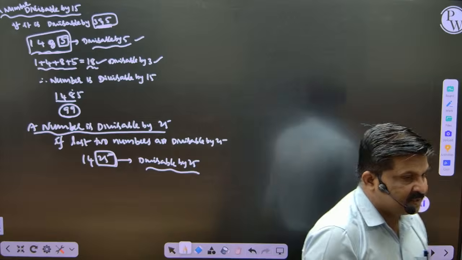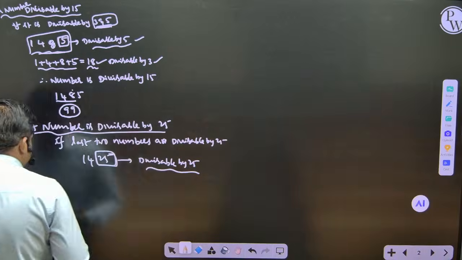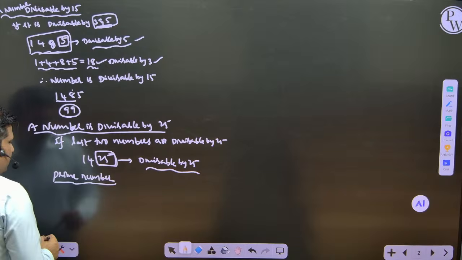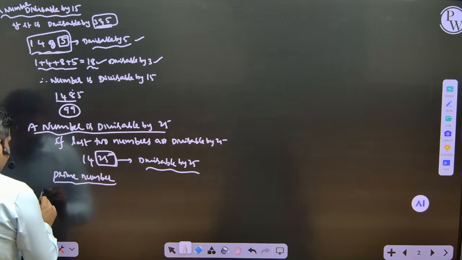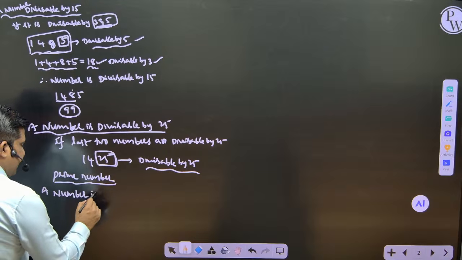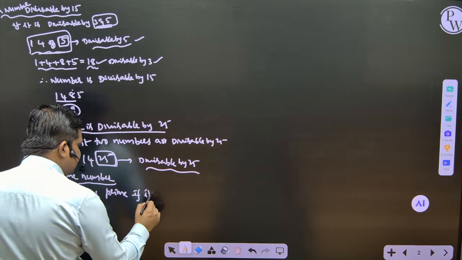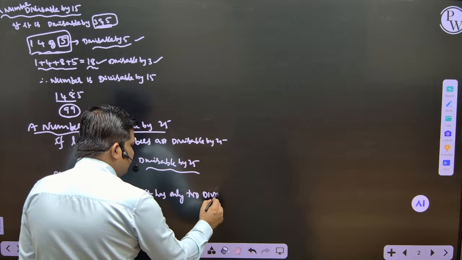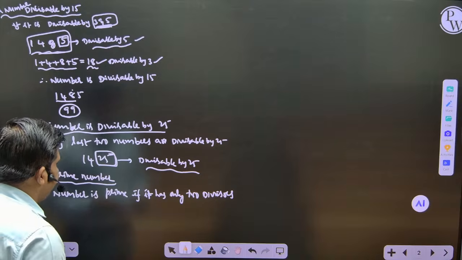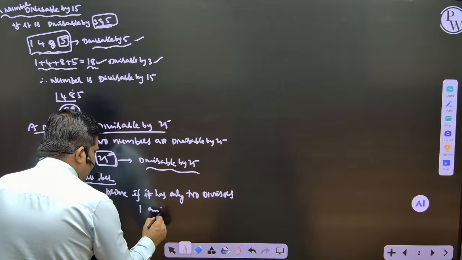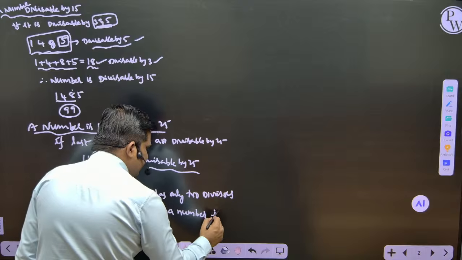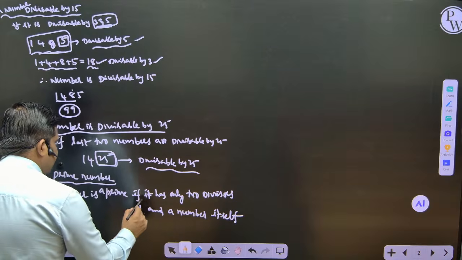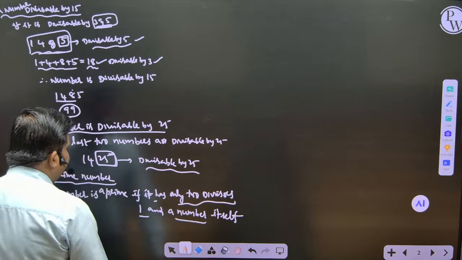So these are the divisibility conditions. But you must know what the prime numbers are, what a composite number is, and what a prime number is. What is the meaning of a prime number? A number is a prime if it has only two divisors, one and the number itself.